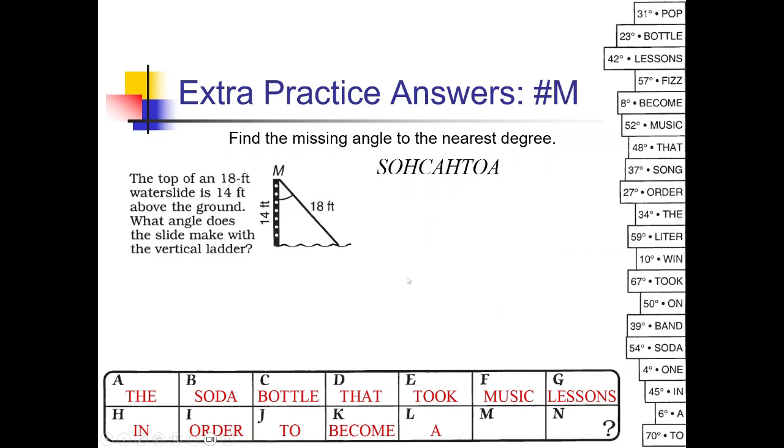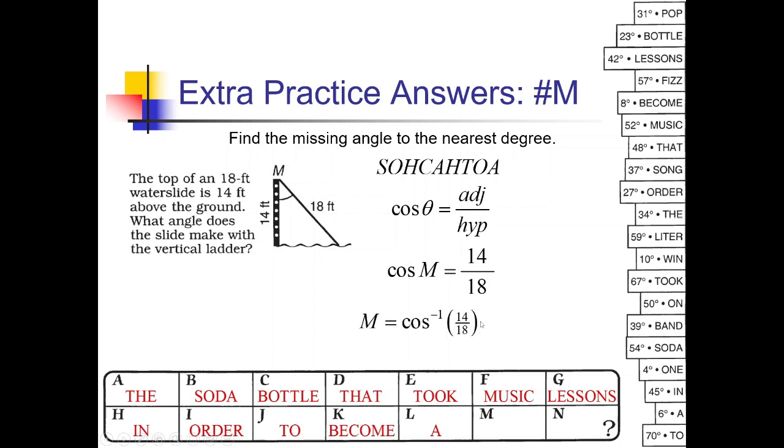For this next problem, we have the top of an 18-foot water slide being 14 feet above the ground. We want the angle that the slide here makes with the ladder. All right, so let me see here. With SOHCAHTOA, I have the hypotenuse, and I also have the adjacent side, the non-opposite side here. So adjacent, hypotenuse, that's cosine equals adjacent over hypotenuse. So in this case, we can say cosine of angle M equals my adjacent side 14 over the hypotenuse of 18, and then M is going to be the inverse cosine of 14 over 18.